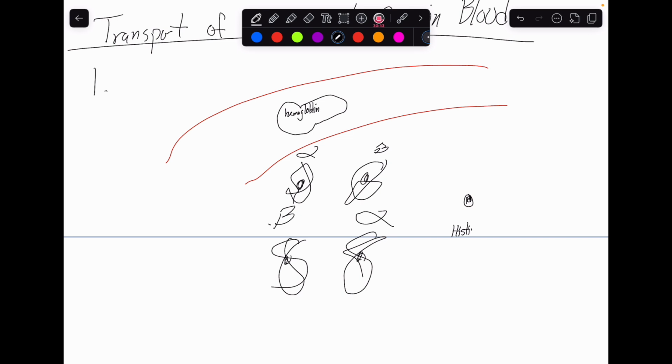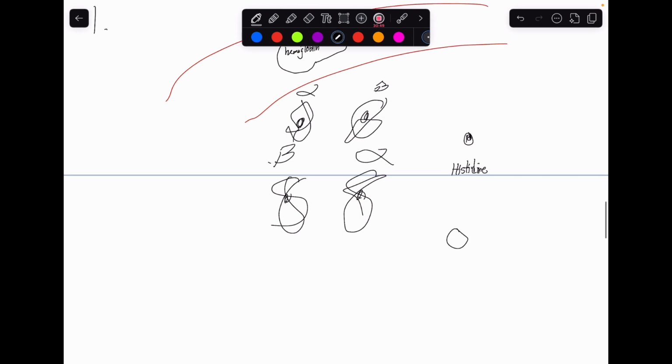But this histidine can be in 2 different states. That's iron in the middle. We have the R state, where it can bind. R for relaxed. And we have the T state.